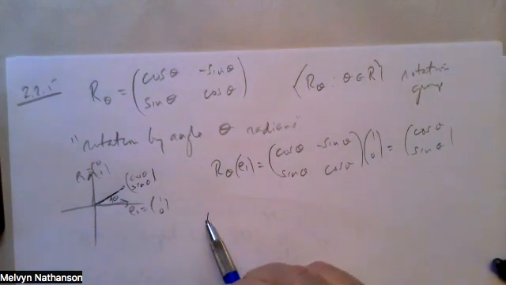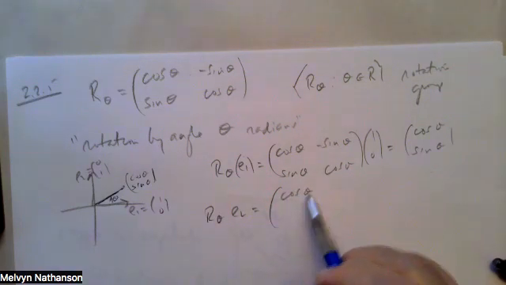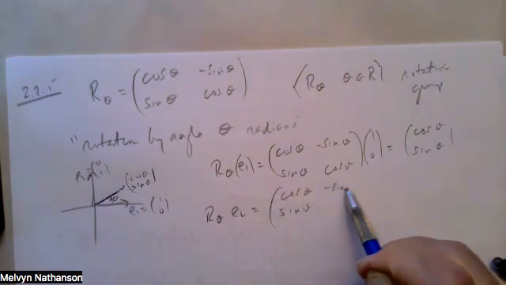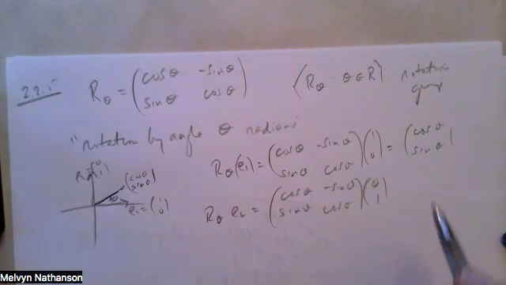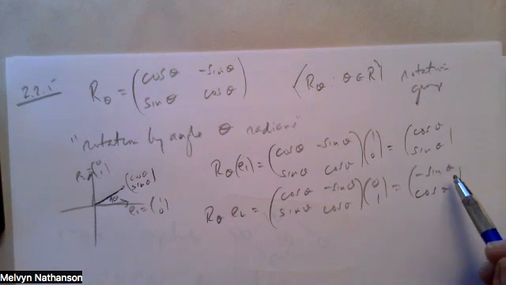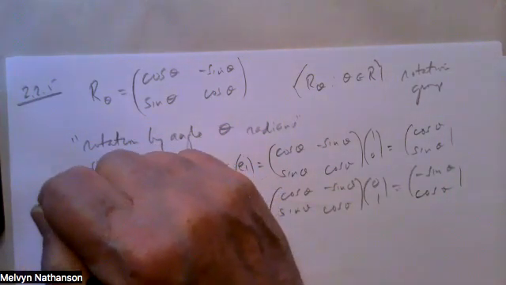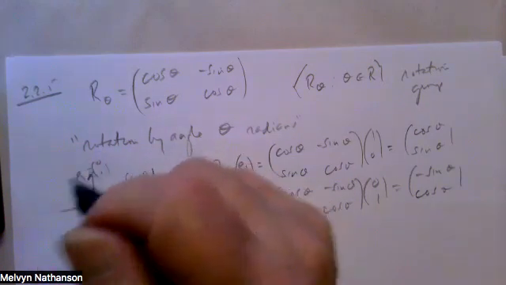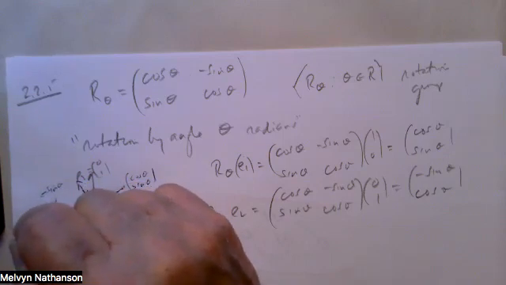What about E2? What does R theta apply to E2? We have cosine theta, sine theta, minus sine theta, cosine theta applied to 0, 1. This is the vector minus sine theta, cosine theta. If theta is between 0 and pi over 2, this is negative and this is positive, so we're in the second quadrant. And in fact, we have exactly this vector. This is an angle theta. This is the vector minus sine theta, cosine theta.